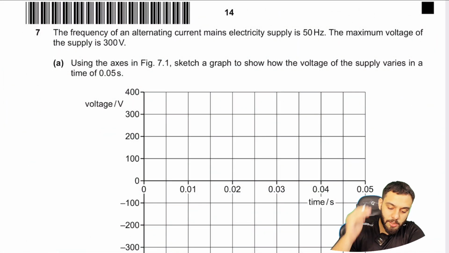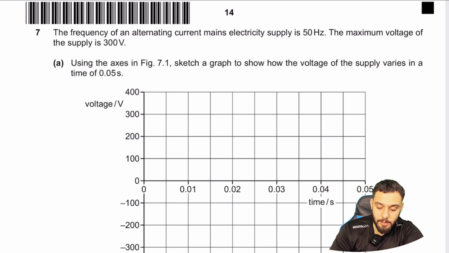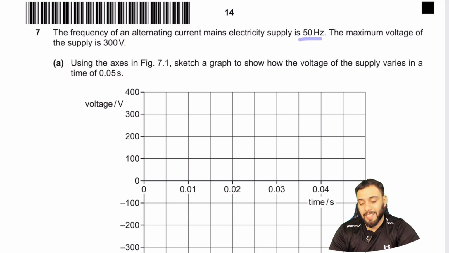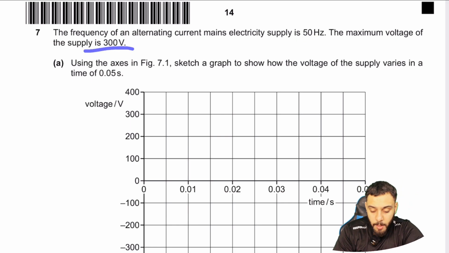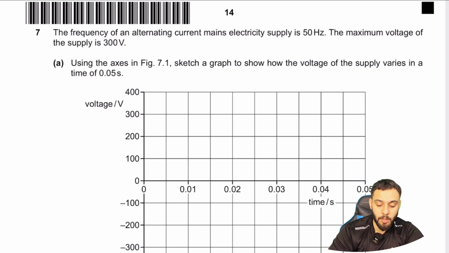Alright guys, so question number 7. The frequency of an alternating current mains electric supply is 50 Hz. The maximum voltage of the supply is 300 volts. Using the axes in figure 7.1, sketch the graph to show how the voltage of the power supply varies.